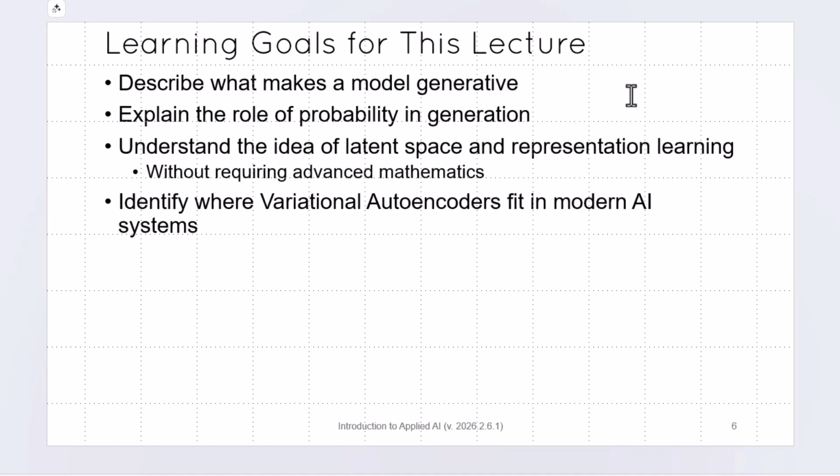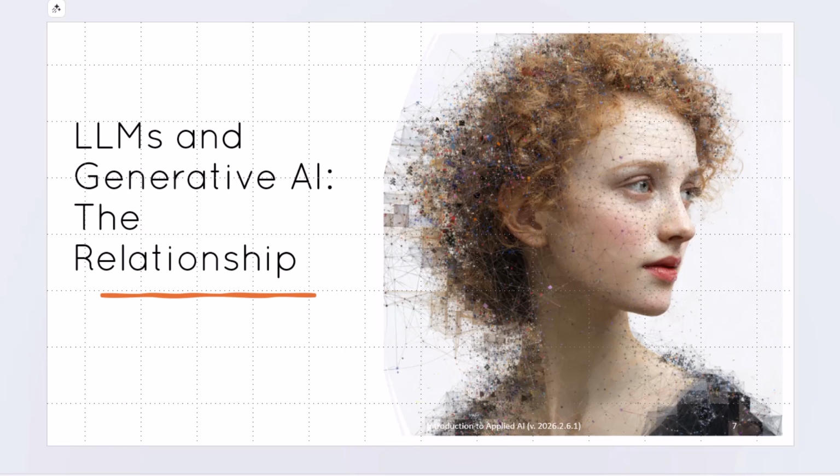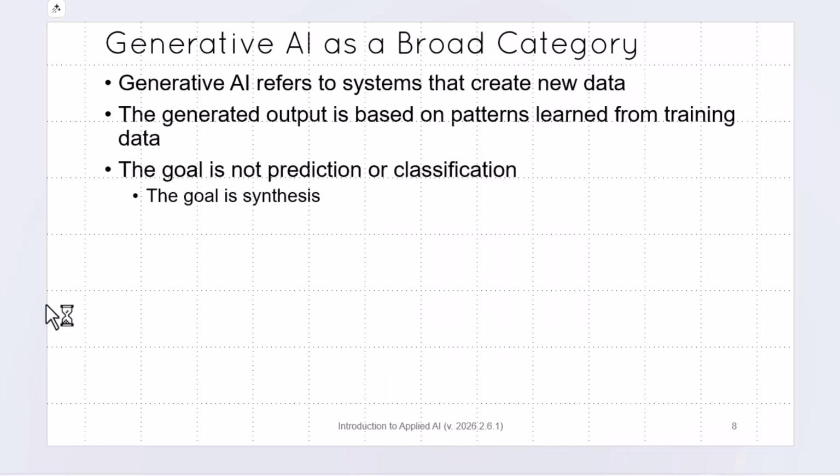So, learning goals for this lecture are to describe what makes a model generative, explain the role of probability in generation, understand the idea of latent space and representation learning without requiring additional mathematics, or at least of advanced mathematics. We will discuss basic math that you probably have already encountered, and to identify where VAEs fit in modern AI systems.